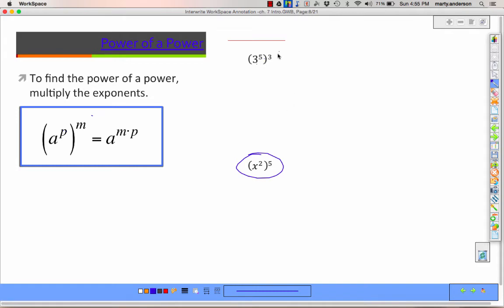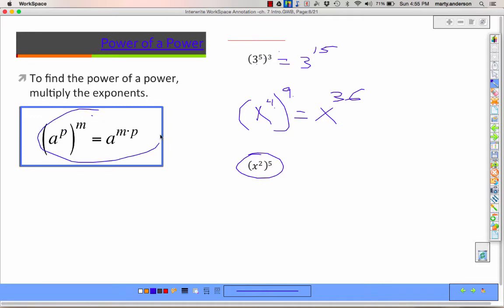So 3 to the 5th to the 3rd. 5 times 3, 3 to the 15th. Okay? So if I had x to the 4th to the 9th. Now you wouldn't want to write out 9 x to the 4th and then figure it out. So it's x to the 4th 9 times is really what it is. X to the 36. So multiplying things with the same base, or excuse me, raising a power to a power, multiply the exponents.